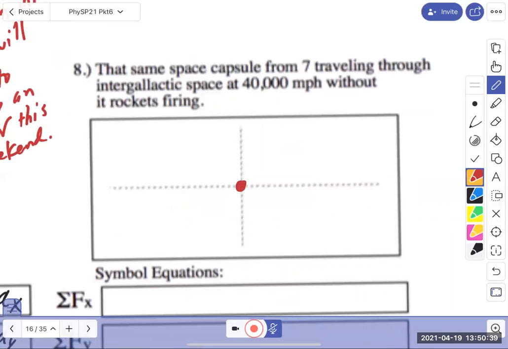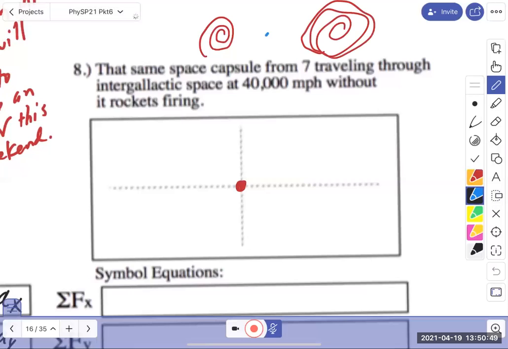On this intergalactic scale, this is the Milky Way. This is Andromeda. It's bigger. And here we are, right in between galaxies. So what other force should I put on here?